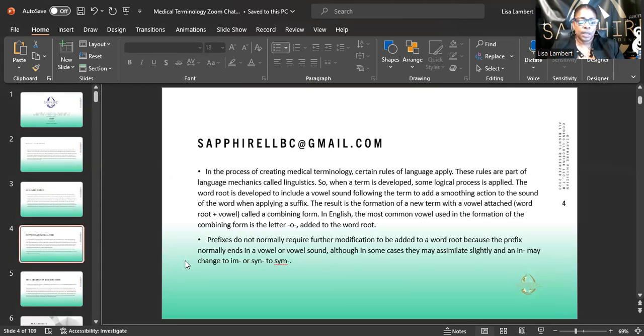Okay, so in the process of creating medical terminology, certain rules of language of medicine apply. These rules are part of the language of medicine mechanics. When we say language of medicine mechanics, just like any other language, Spanish, Italian, medical terminology is a language. When you're working in the doctor field, even with surgeons, sometimes you have to be a surgeon to understand what they're really saying.